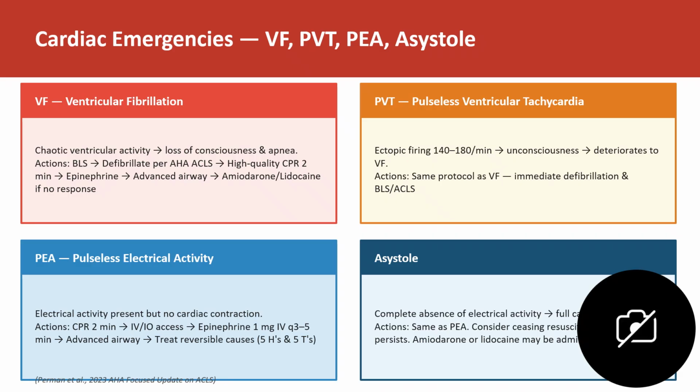But for the PEA, pulseless electrical activity, it is a situation where there is organized electrical activity on the monitor but no cardiac contraction. So we perform CPR and have the IV access or intraosseous access, administer epinephrine 1 milligram IV every 3 to 5 minutes, inform the provider and place an advanced airway, or treat reversible causes, the 5H and 5Ts, which we will cover next.